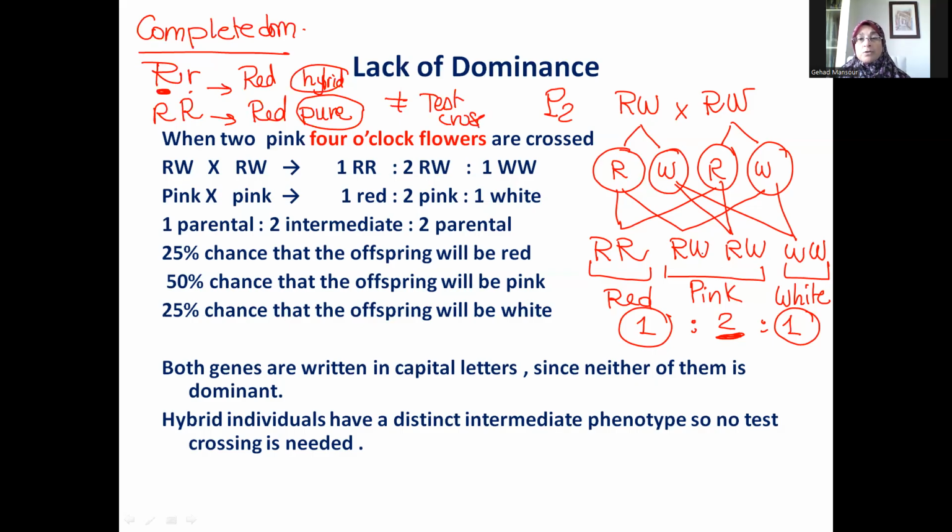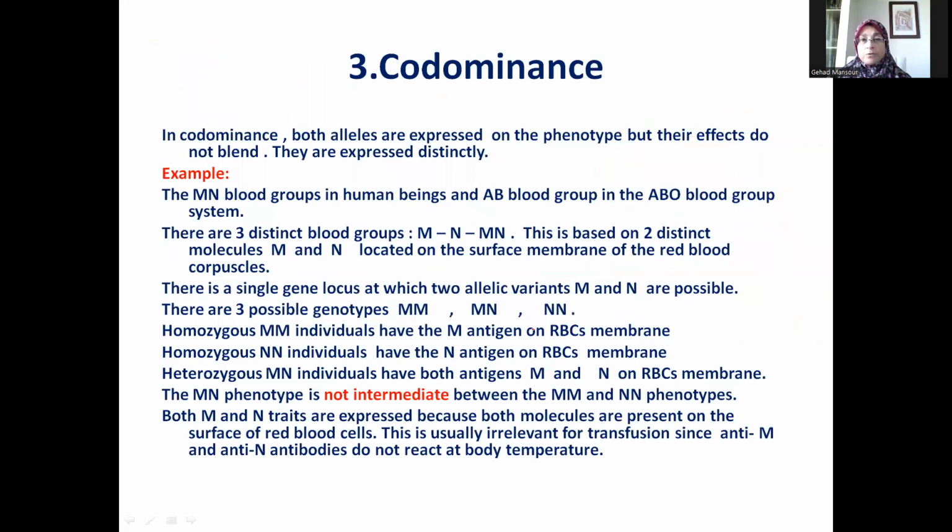But here, in case of lack of dominance, you don't need a test cross, because if you have two different alleles, this will be apparent on the phenotype, and it would be the intermediate phenotype, or the blend between the two parental phenotypes.